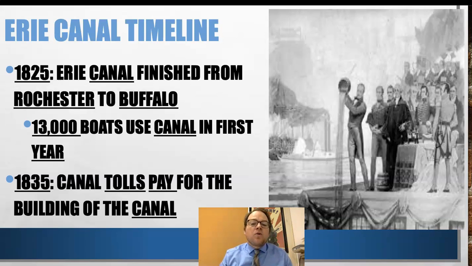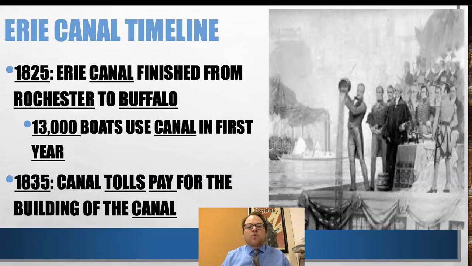In the first year alone, 13,000 boats used the canal. One of those boats, the first boat to go from Buffalo all the way down to New York City, is DeWitt Clinton's boat. You can see the ceremony there where he took some water from Lake Erie and dumped it into New York Harbor. 10 years after the Erie Canal was built, it is paid for and is starting to make a profit by tolls.